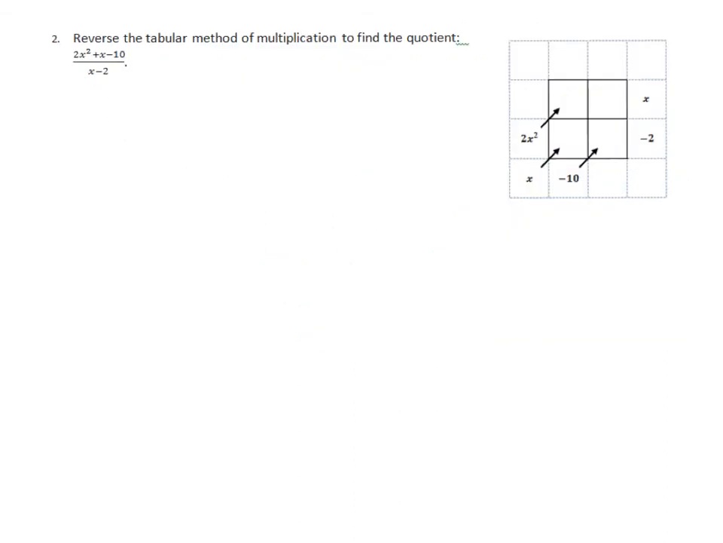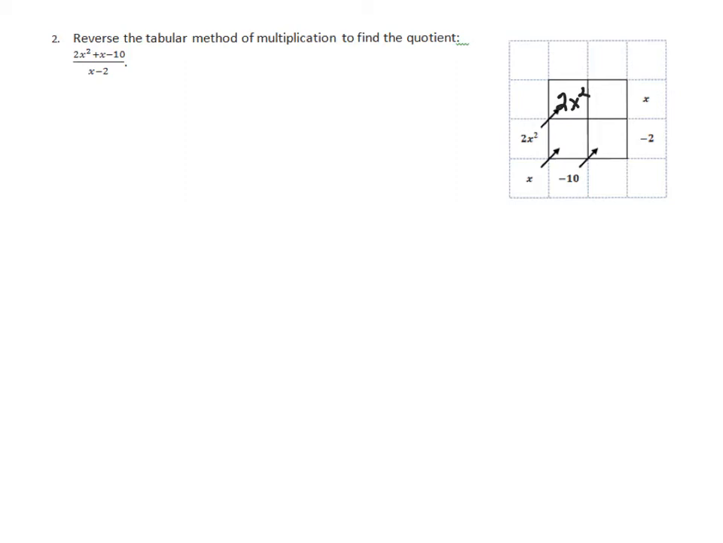In example number 2, we're going to start with a box that's already been created for us. And again, I've labeled some of the pieces. For some of you, that labeling might be very helpful. For others of you, you're not going to need that extra labeling. You'll notice that we're going to start with 2x squared plus x minus 10. So that tells me that in this box right here, I'm going to put the 2x squared.